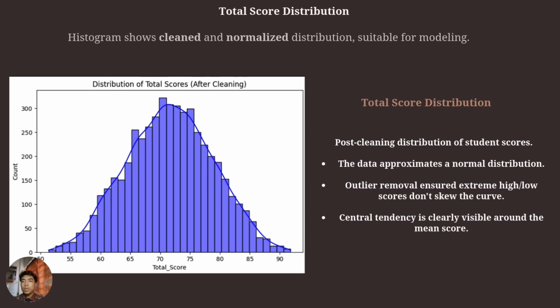Okay, this histogram shows the distribution of total score after cleaning. The curve looks smooth and close to a normal distribution. This means the data no longer has extreme outliers, and the scores are more stable. The central tendency is also clear, which is useful when we later build the predictive models.